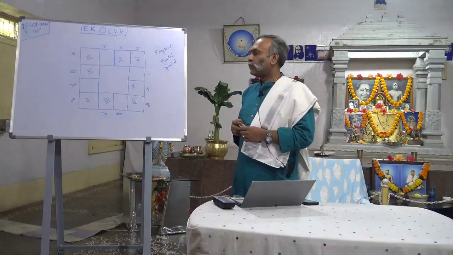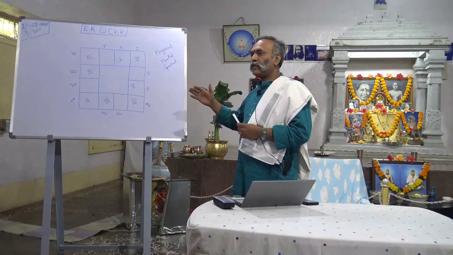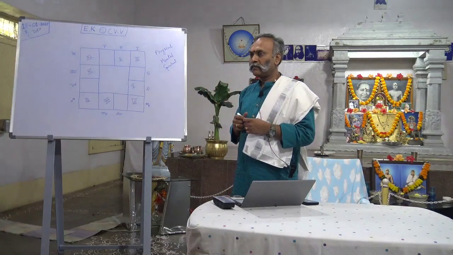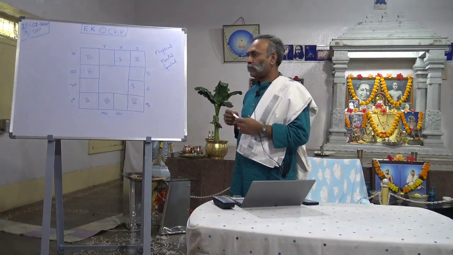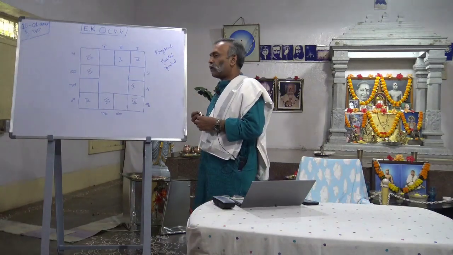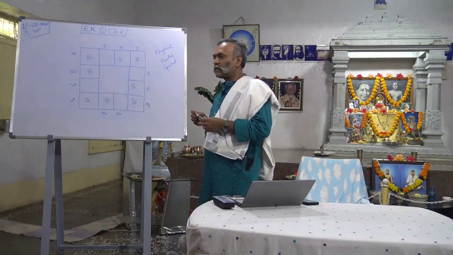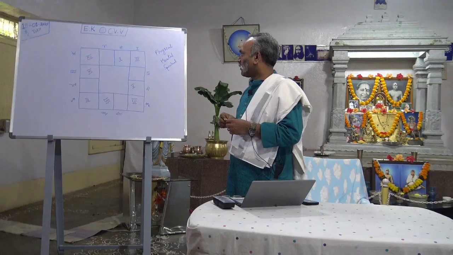The fifth house represents the second of the fixed signs. We'll come to the signs a little later. We are discussing only the houses.